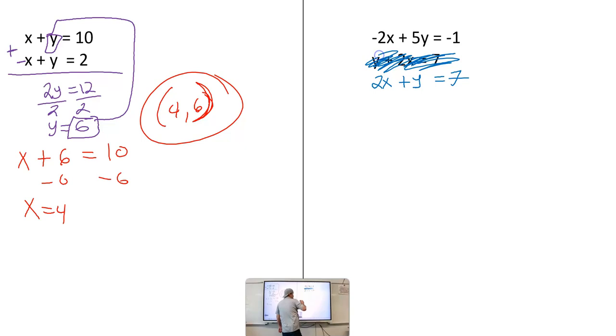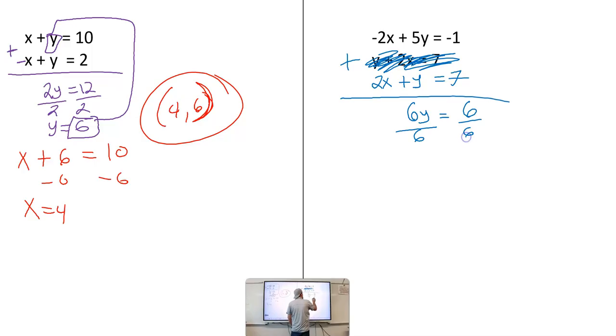So now they are stacked on top of each other, and I can easily see that negative 2x and positive 2x are going to cancel each other out when I add them. So those cancel out, and then 5y plus 1y is 6y, and then negative 1 plus 7 is 6. Okay, let's divide both sides by 6, and y equals 1.